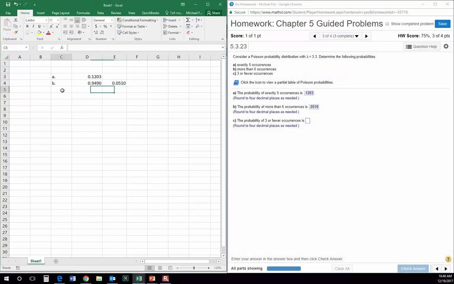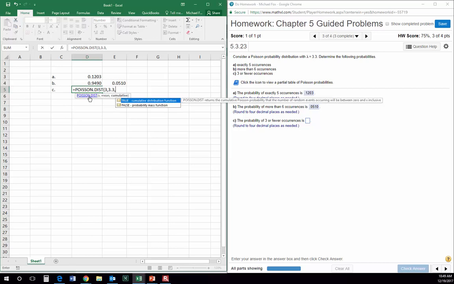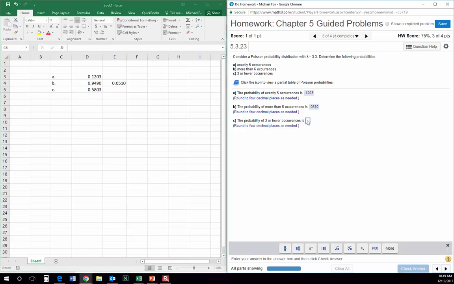And then C, probability of 3 or fewer occurrences equals Poisson. Here x is 3, mean is 3.3, cumulative is true. This will return the probability of getting 3 occurrences or fewer. It's 0.5803.